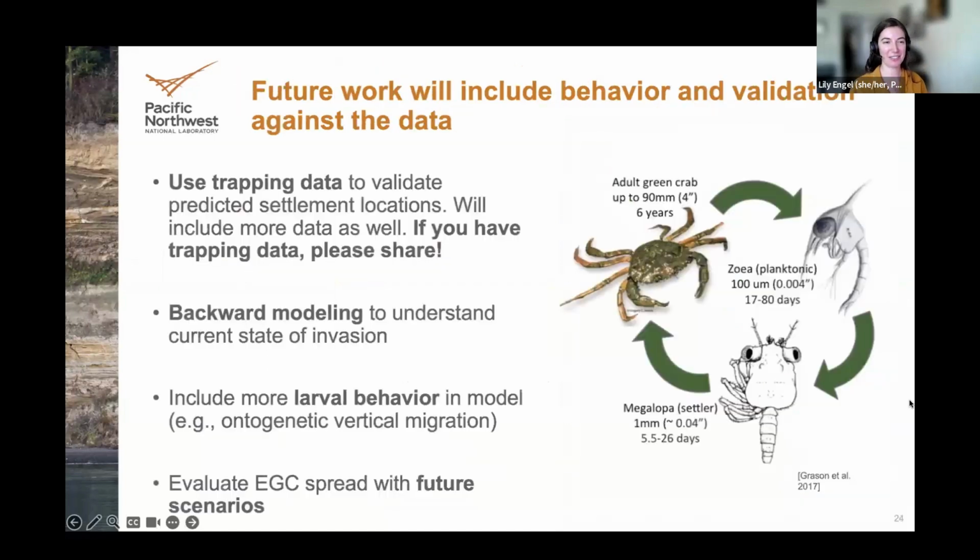So next slide. This is a 4-year project. We've only done 1 year. So we are planning to keep going, and we're going to be including behavior of the crab, whereas that first study was more passive particles. And we also focused on Washington in the first study, but our next study, we're including all of the Salish Sea in Canada. We're definitely interested in using trapping data as well to validate our predicted settlement locations.